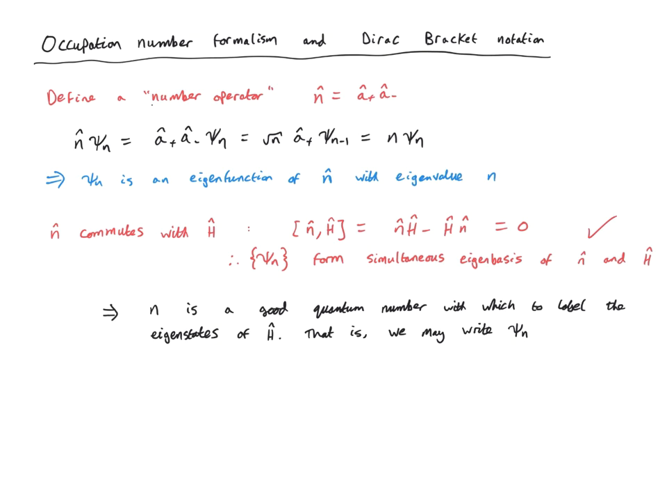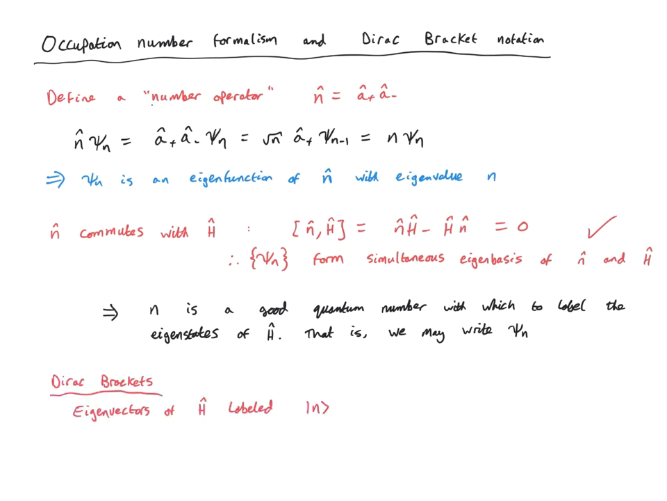In fact, I've already implicitly been doing this by calling the psi n's by this label n. We now see what this n actually means. It's a quantum number, and it's the eigenvalue of the operator n hat. In fact, this is very general. If we have an operator that commutes with the Hamiltonian, then that object is actually conserved, and therefore serves as a good quantum number.